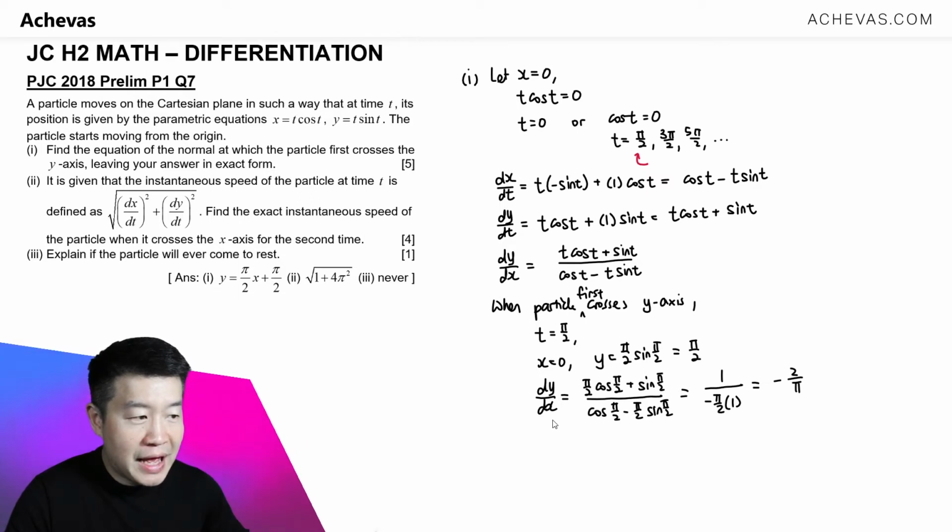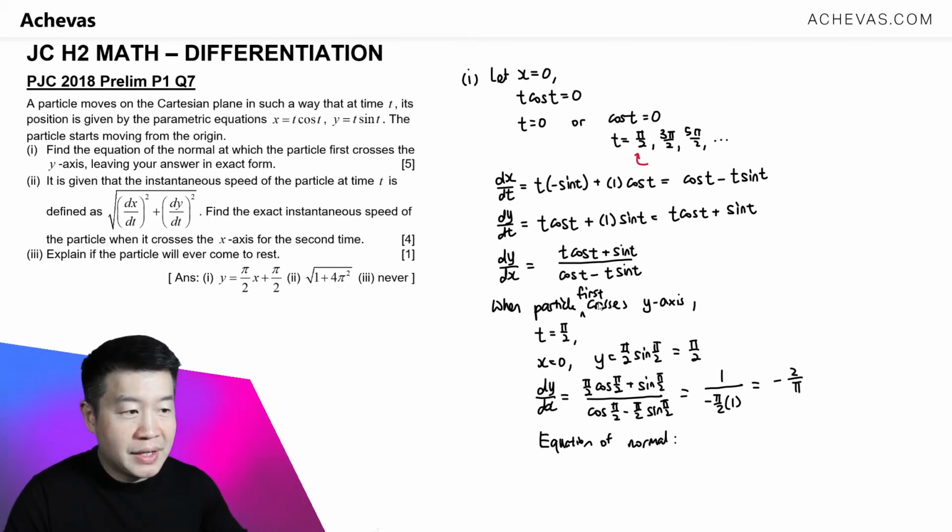And now I guess we have enough information to find the equation of the normal. So let me write it down. The equation of the normal when the particle first crosses the y-axis will be y is equal to, the gradient of the normal is going to be negative 1 over the gradient of the tangent. So that will be pi over 2 x plus the y-intercept, which is pi over 2.